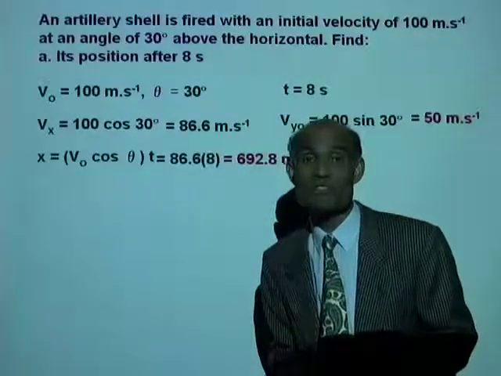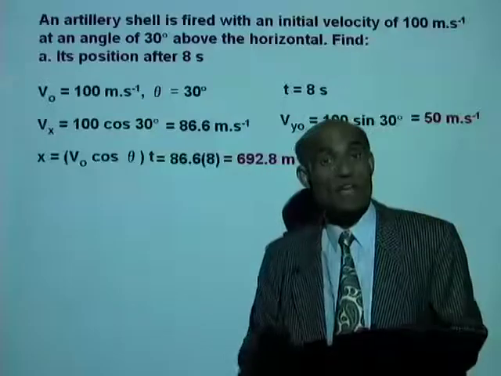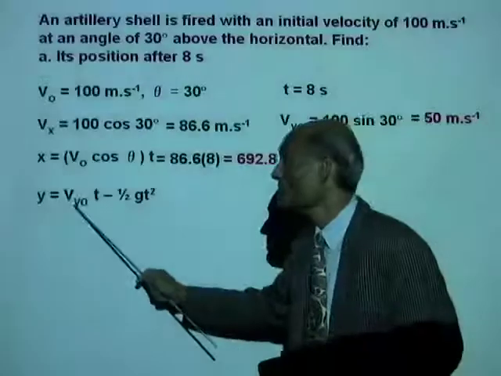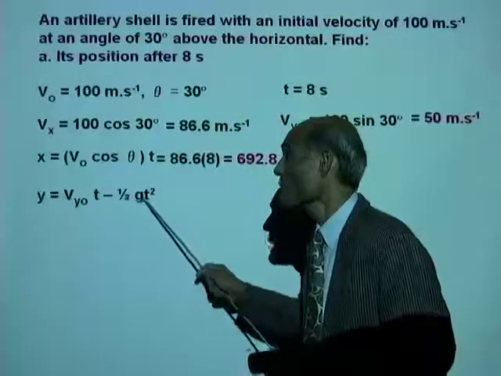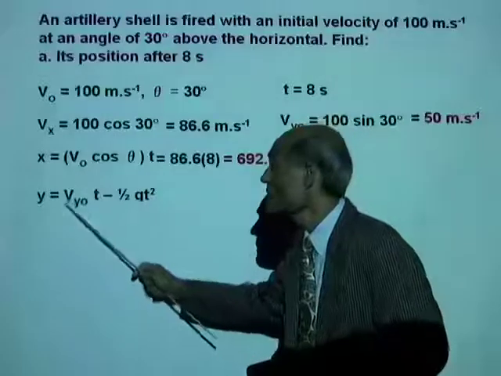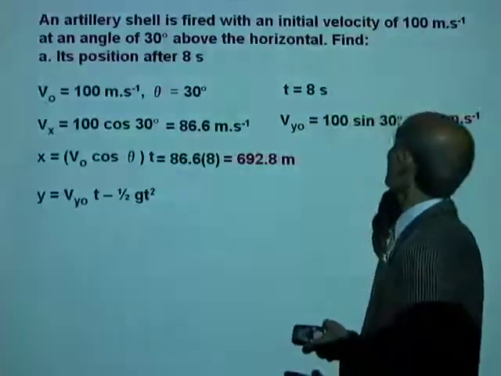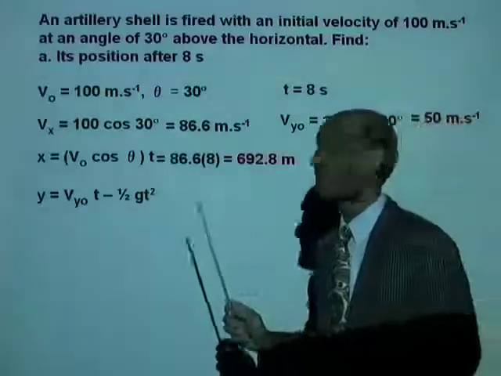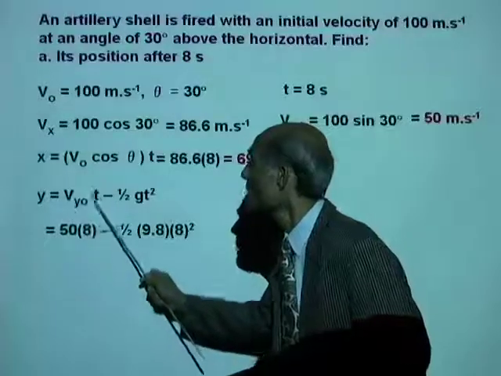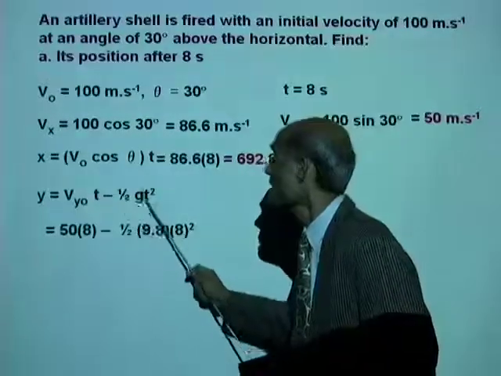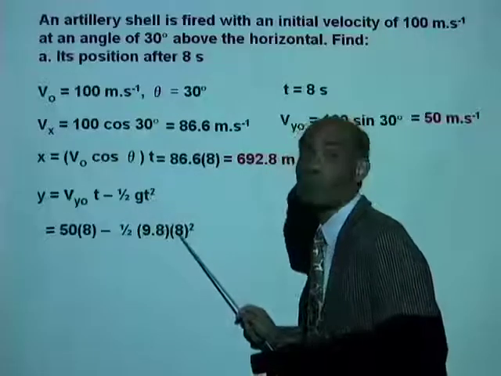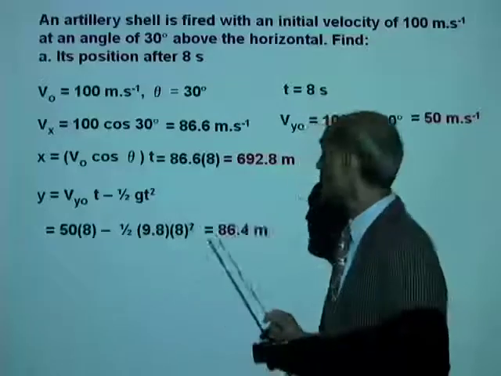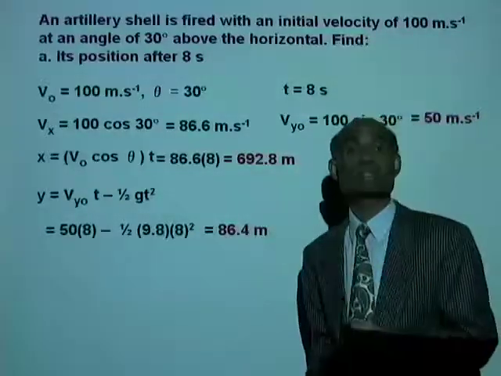The y position is v0 sin theta t minus 1/2 gt squared, that is Vy0 t minus 1/2 gt squared. And Vy0 is v0 sin theta, which is 50 meters per second. So this will be 50 times 8 minus 1/2, g is 9.8, multiplied by 8 squared, the time equal to 8 seconds. And that is 86.4 meters.